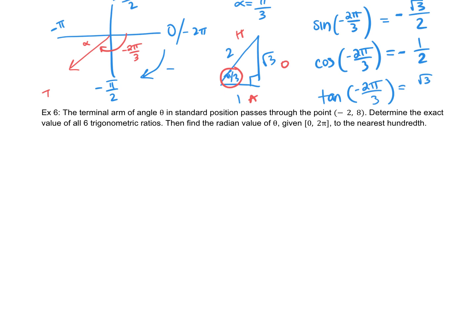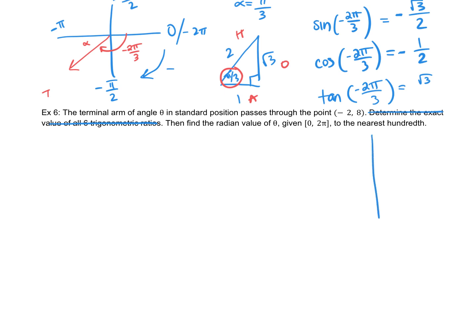The terminal arm of angle theta in standard position passes through the point negative 2, 8. I'm going to ignore the trig ratio part as it is very repetitive to SOHCAHTOA and what we've been doing. And I'm just going to focus on solving for the angle, specifically when we don't have special angles. So our point is negative 2, 8, and we're just going to solve for theta within one cycle from 0 to 2 pi. And we're going to round to the nearest hundredth.